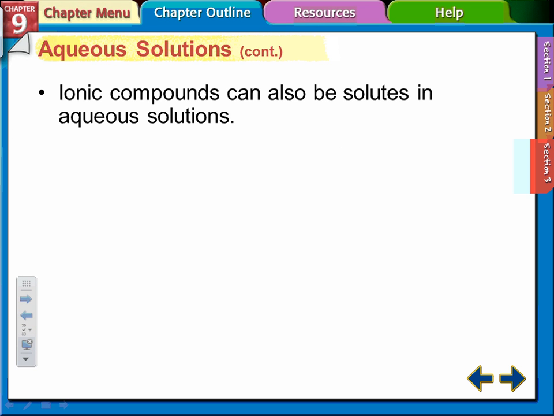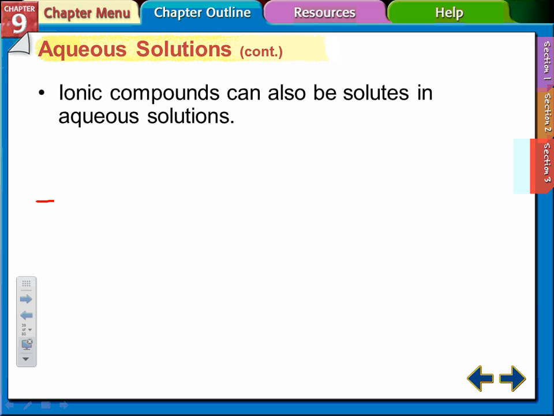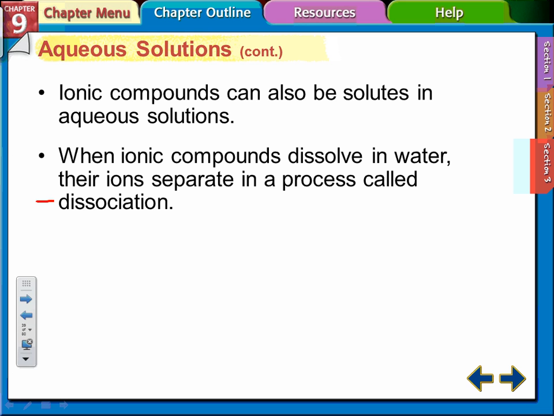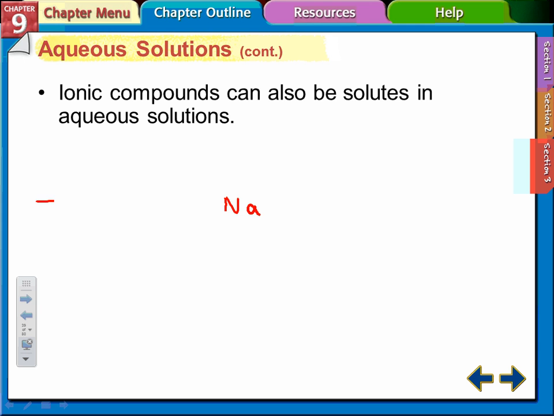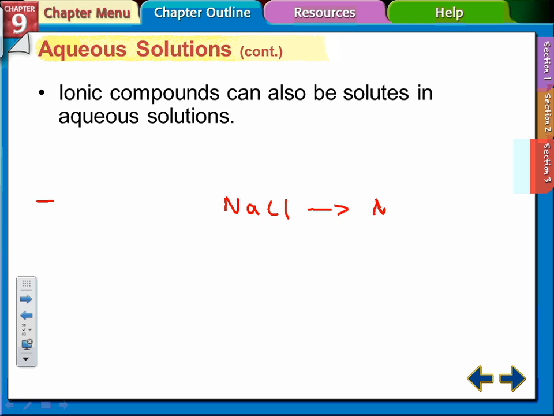And like I just said, compounds can also be solutes in aqueous solutions, and often are. When ionic compounds dissolve in water, they undergo a process called dissociation. Dissociation means that the ions split apart. So for example, if you have NaCl in water, that is going to split apart to be a sodium cation and a chloride anion in water. When it's (aq), that's what it means. It's split into these two ions.